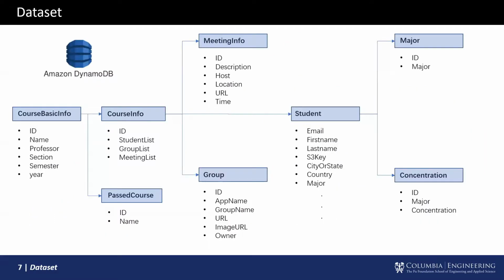Next, let's take a look at the structure of the dataset. The basic one is the core basic information, which contains the student list, the group list, and a meeting list which belongs to this course. There are some other supportive tables, like major and concentration. As you can see, the core set is the course information. You will have a better understanding after seeing the demo.